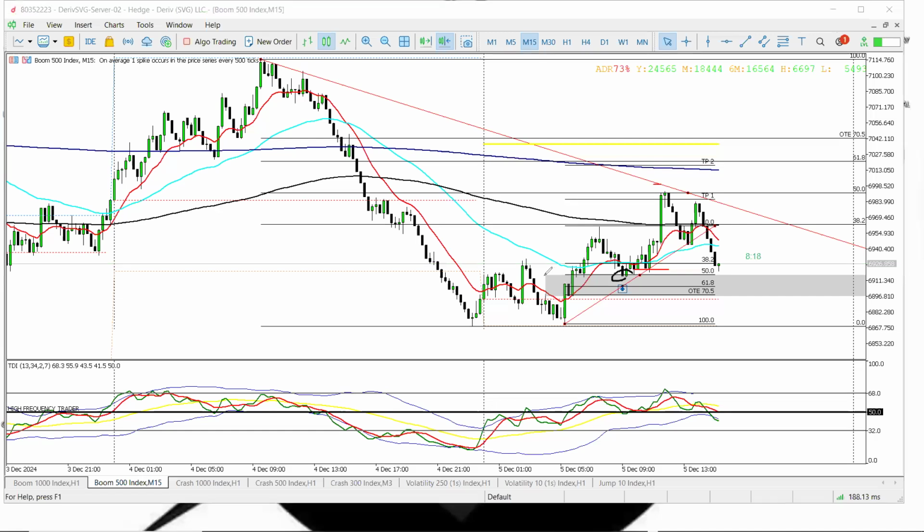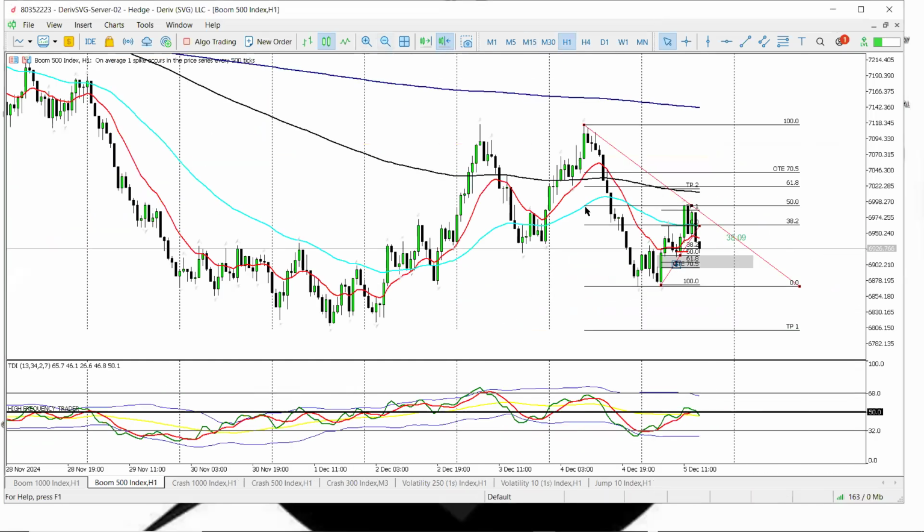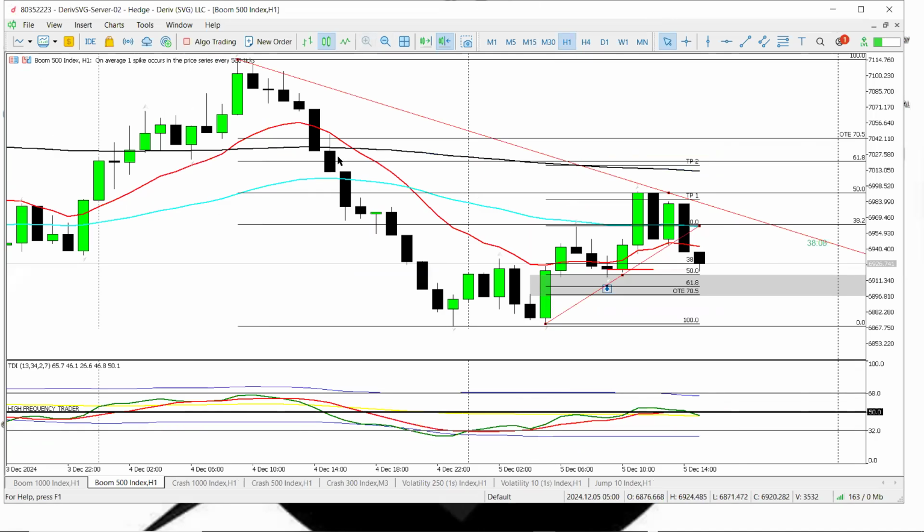The 50 level is also in line with this level, which I suppose is an imbalance from the H1. As you can see, we had this imbalance. Initially, price had pushed up, we broke a level, and left this imbalance here. This imbalance is a point of interest for me. If price reacts anyhow here, I'll take that buy. That's exactly what happened.